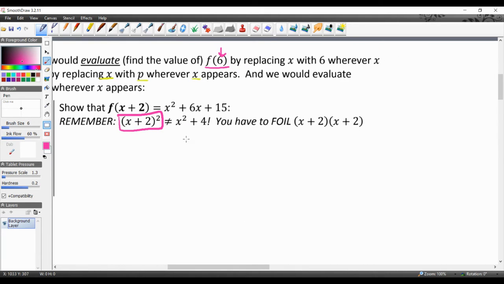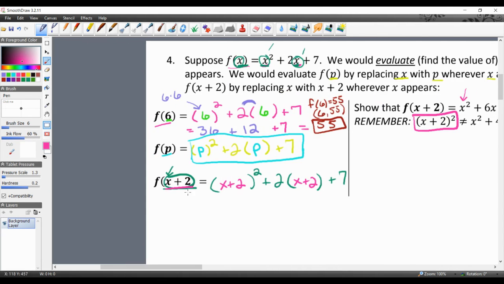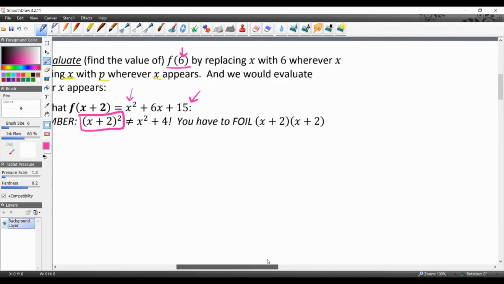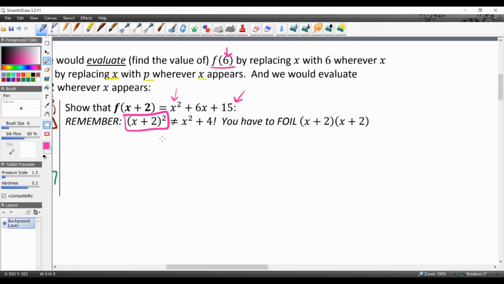So this says show that f of x plus 2 is equal to all of this. So what we're going to do first is calculate that x plus 2 squared, because remember, that's what replaced this part right here. That's this piece right here. To do that, I'm going to go ahead and expand this.